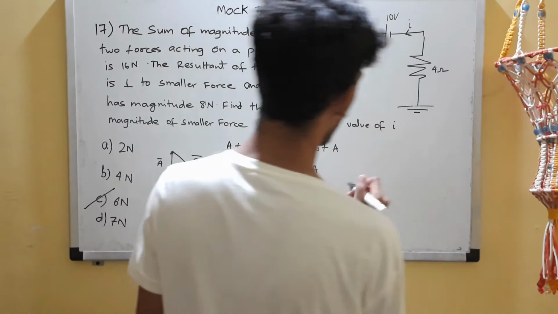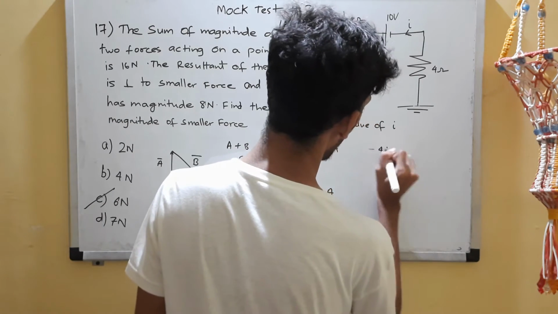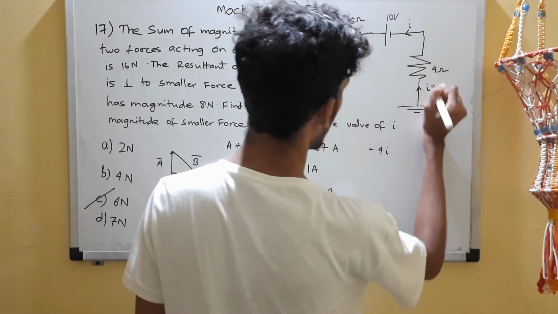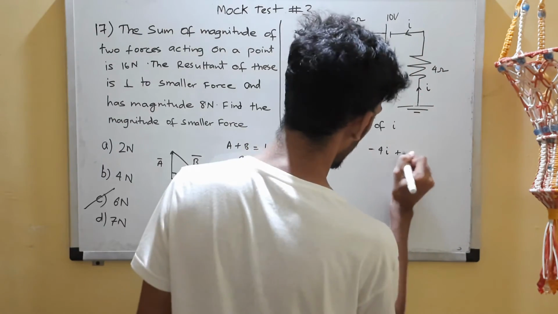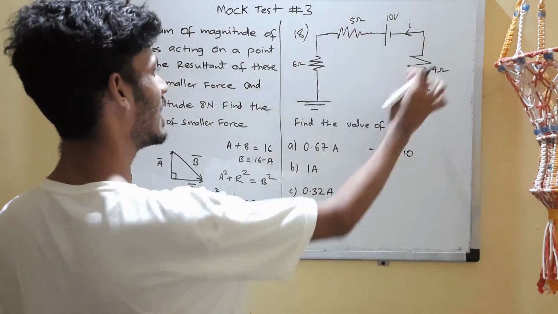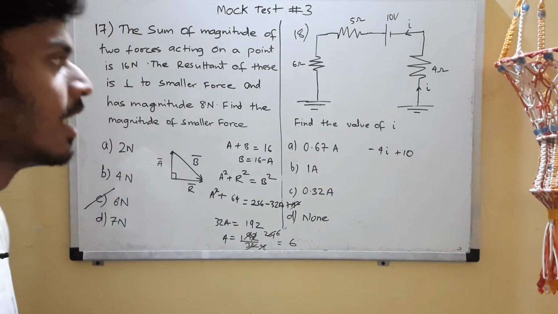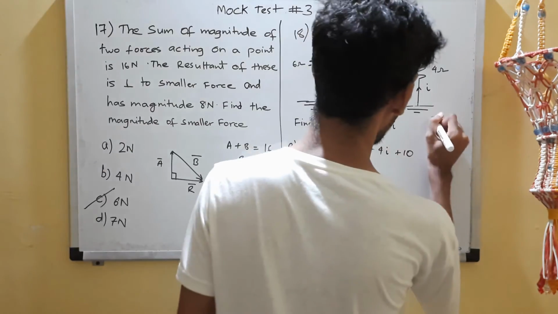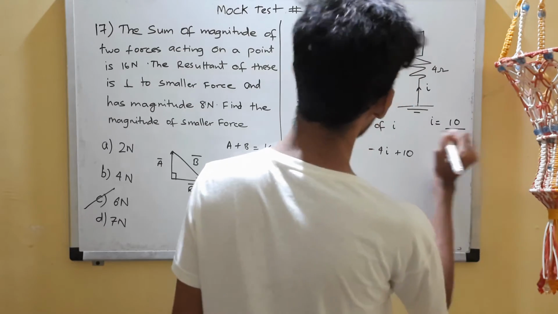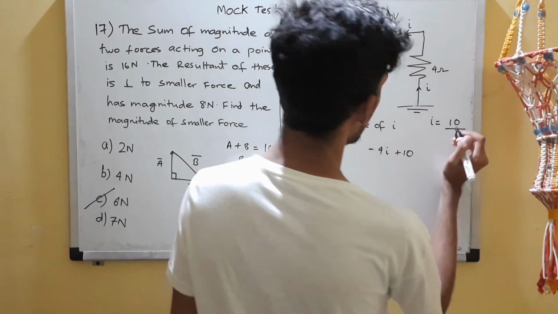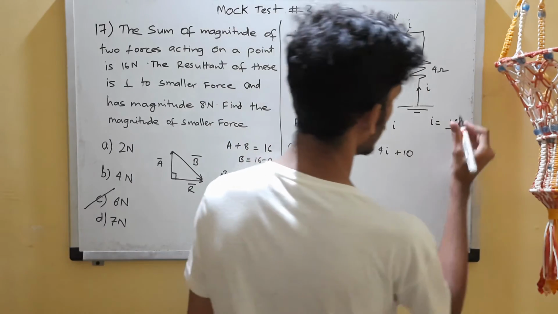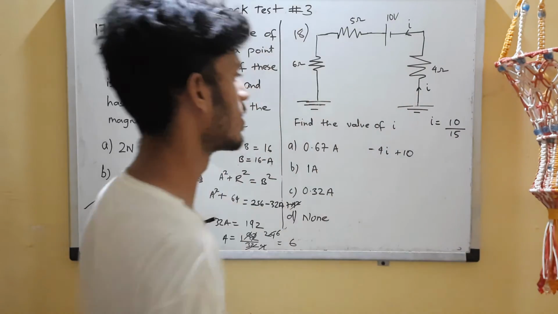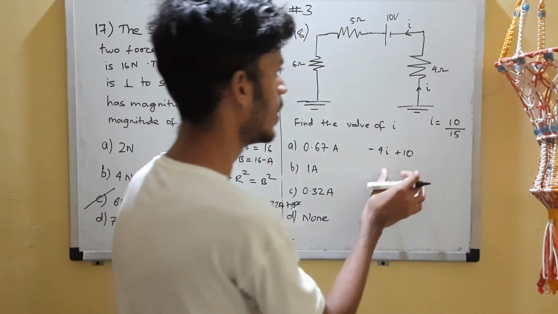So we'll start from here. We'll have minus 4i, right? The current is flowing like this, I. So minus 4i, then plus 10, negative to positive, plus 10. If you can see, these all 3 resistors are in series. So 10 by I will simply be V by R. V is 10 and it will split along these 3. The sum of these 3 will be 9. 9 plus 6 is 15, right? Okay, let's do it by Kirchhoff's law.